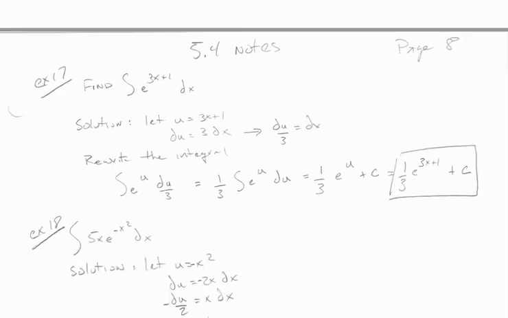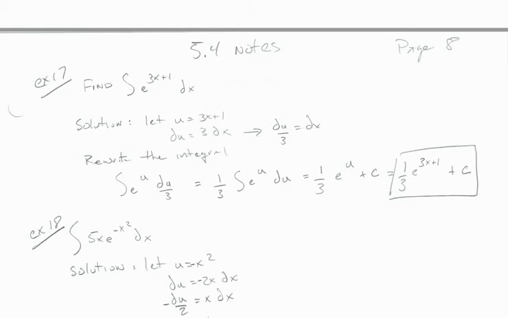Okay, first example. Notice that it is an indefinite integral, so there are no limits, and we have to make sure that we always include the plus c there. We're going to use u substitution, so we have the integral of e to the 3x plus 1 dx. We're going to let u equal 3x plus 1, take the derivative of u with respect to x, so du equals 3 dx, and then we replace dx with du divided by 3.